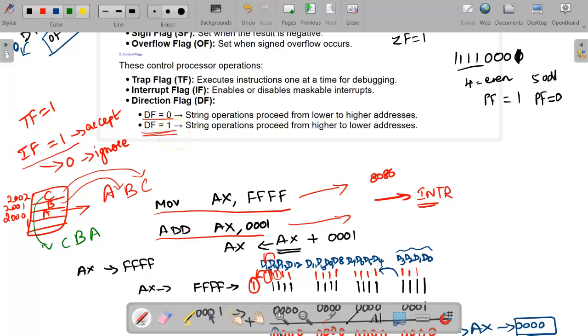if DF is equal to 1. In another way, I can say that DF equal to 0 is auto increment, so automatically it will increment from lower address to upper address. And DF equal to 1 is auto decrement, so it will decrement from higher address to lower address. Particularly DF is useful for string operations.